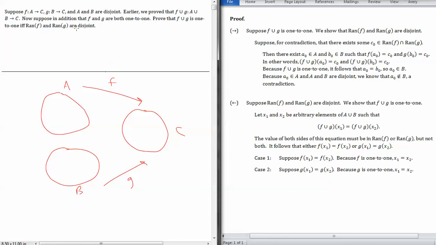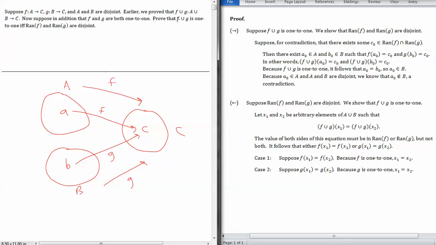So if you suppose that these are not disjoint, then you have some element, we'll call it c naught here in the set capital C, which is in the range of f and in the range of g. So what that means, because it's in the range of f, you have an element a in A such that f of a is equal to c. And because c is in the range of g, you have an element b in B such that g of b is equal to c. Okay, that's what it means for these ranges to not be disjoint.